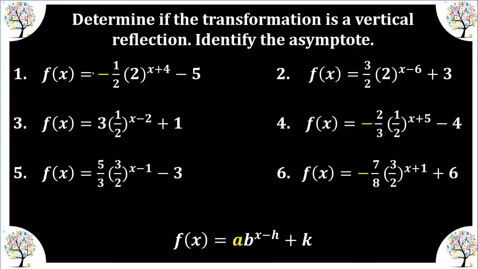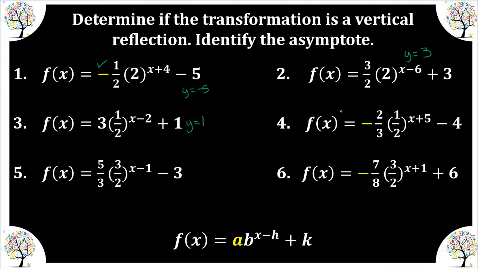So let's determine which of these reflect. Number 1 is a vertical reflection with an asymptote of y equals -5. Number 2 does not reflect. Number 3 does not reflect. Let's write in these asymptotes.